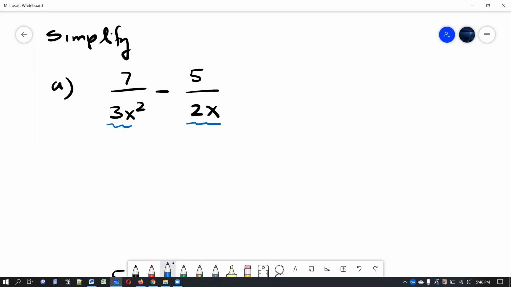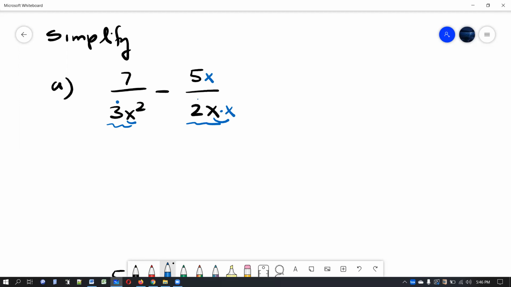In this case, I have 3x squared, and in this case, I just have 2x. So the second fraction is missing an x, and I'm going to multiply by x. That's the first thing I'm going to do. The reason is that now I have an x squared here and an x squared there. But keep in mind, if you do this on the denominator, you have to do it on the numerator as well. So I have a 5x in the numerator right now.